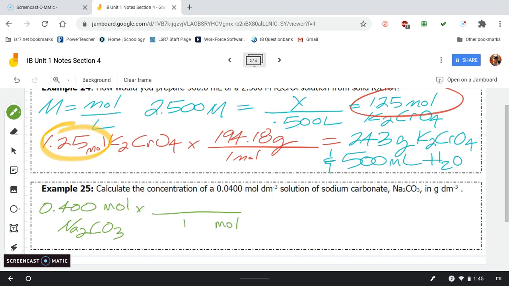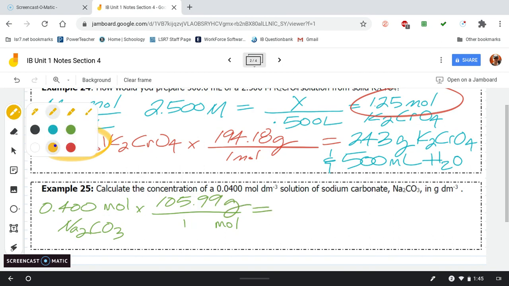And so we've got some sodium, and that's going to be 22.99 times 2, and then add it to a carbon, and then add that to 3 oxygens. We're going to get 105.99 grams. Okay. So I've been a little lazy on this, but moles should be canceling, and they are. So it's going to give us grams.